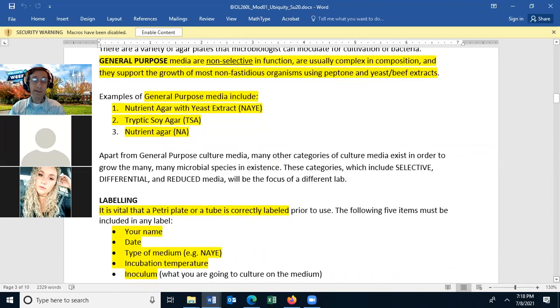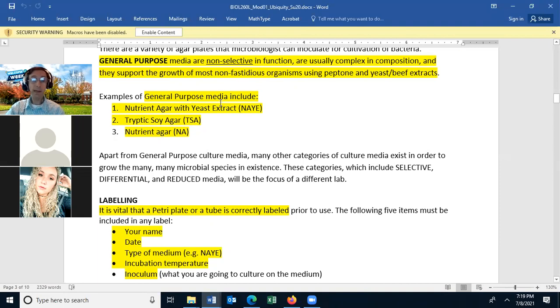All right, there are several different types of media. In today's lab, we're only going to learn about general purpose media. It's a non-selective media that is usually complex in composition, and it's used to support the growth of many different organisms, but not fastidious organisms, by using peptone, yeast, and beef extracts. A fastidious organism is one that requires added ingredients, or else it's not going to grow. So a fastidious organism is one that is fussy. Neisseria gonorrhoeae, and what else? Streptococcus pyogenes, which causes strep throat, is a fastidious organism, and they will not grow on a general purpose media.